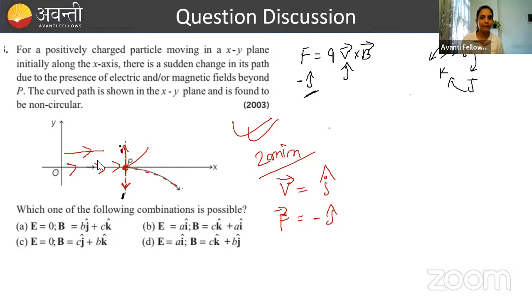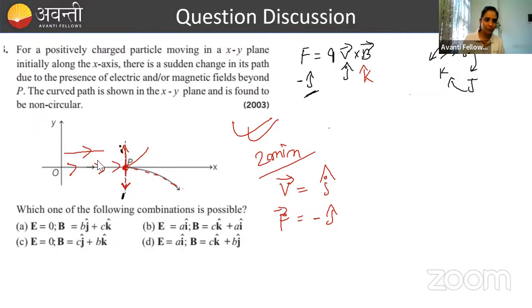I cross k will be minus j, right? I cross k will be minus j. You can see from here clearly, right? So here, if force is acting towards the negative y axis, it means the magnetic field should have a direction along the k axis for sure, right?